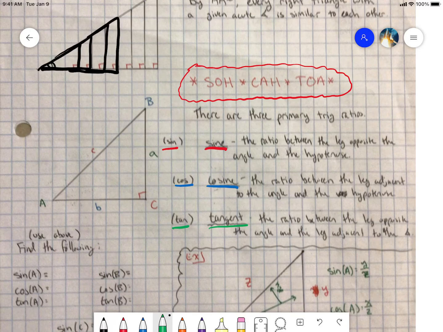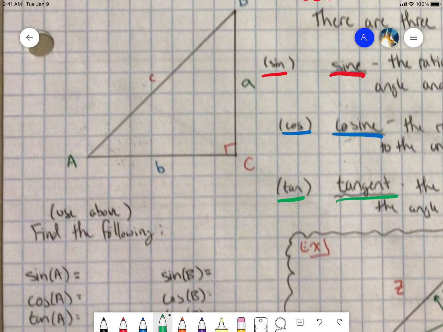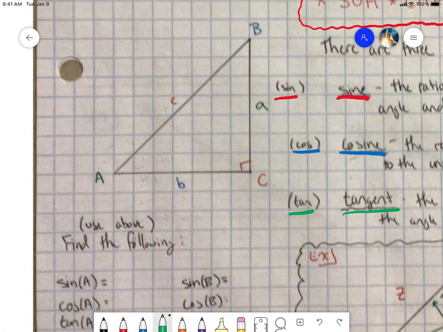So we have the three trigonometric ratios, which are sine, cosine, and tangent, not sin, cos, tan. Okay. Now sine is the ratio between the leg opposite the angle and the hypotenuse. Cosine is the ratio between the leg adjacent to the angle and the hypotenuse, and tangent is the ratio between the leg opposite the angle and the leg adjacent to the angle. Okay. So we're just going to focus on understanding what that means using this triangle right here.